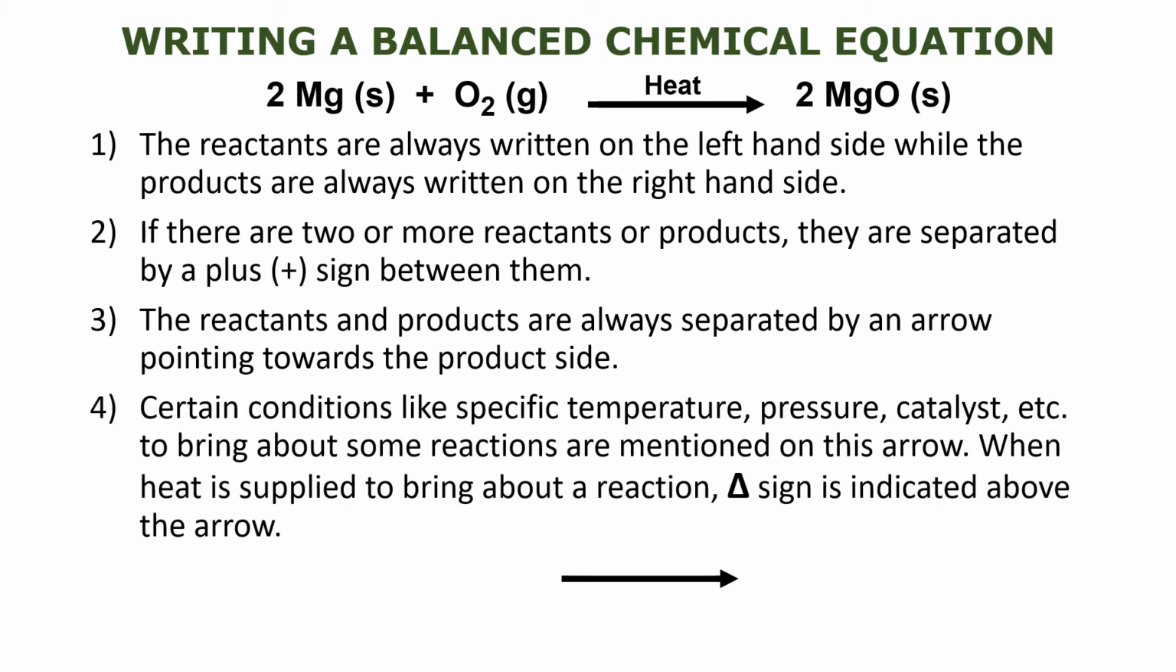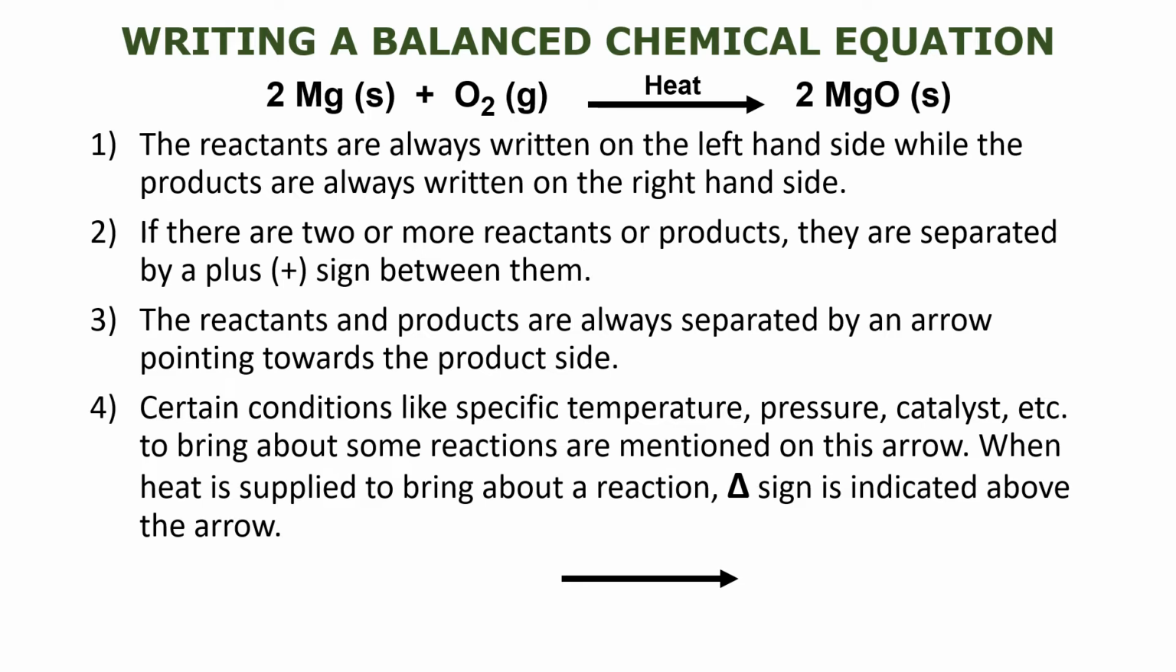Next, certain conditions like specific temperature, pressure, catalyst, etc., which are needed to bring about some reactions, are mentioned on this arrow. You can see the example on the top. What is the condition required for this reaction to happen? Heat. In other words, you need to burn the magnesium ribbon. So the word heat has to be mentioned on the top. So the conditions are always mentioned on the arrow.